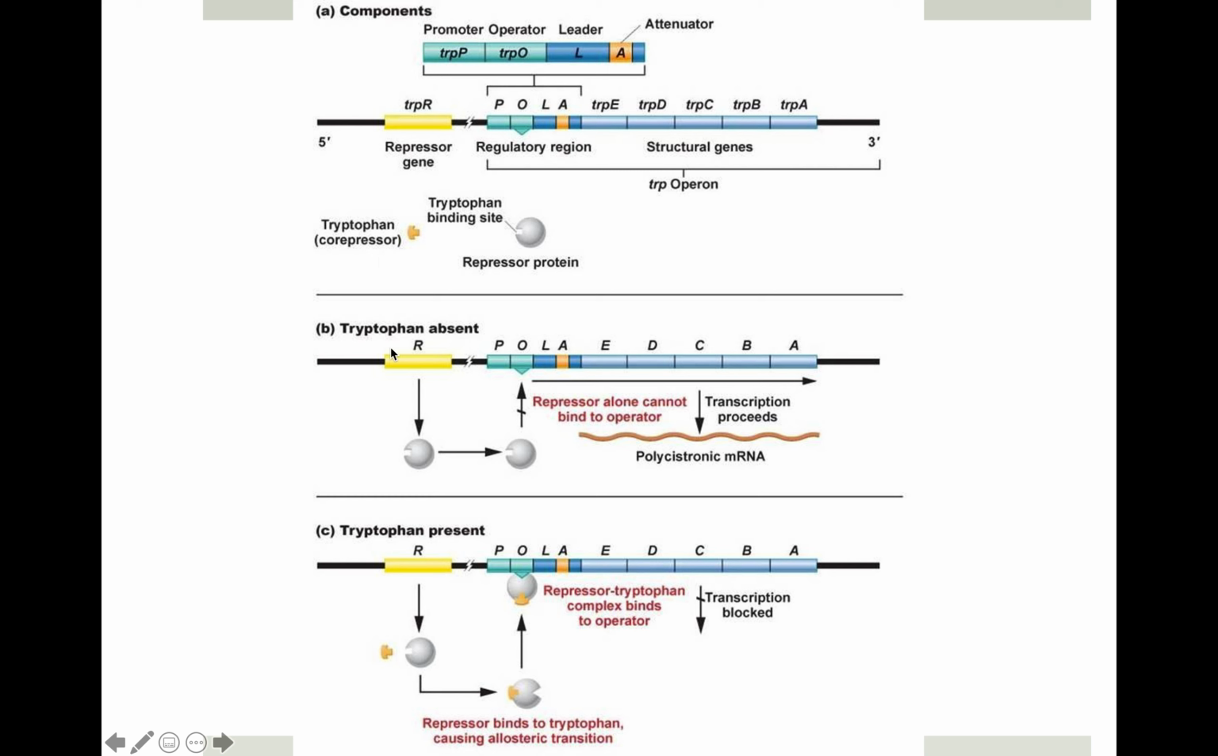So when tryptophan is absent, and the bacteria needs tryptophan, the repressor protein will not be able to bind to the operator, because the repressor alone cannot bind to the operator. It has to have the help of tryptophan as a co-repressor. Without the repressor there, nothing prevents RNA polymerase from binding to this site, hence transcription can occur, whereby all these 5 structural genes are transcribed, and polycistronic mRNA is produced to make tryptophan for the bacteria to use.